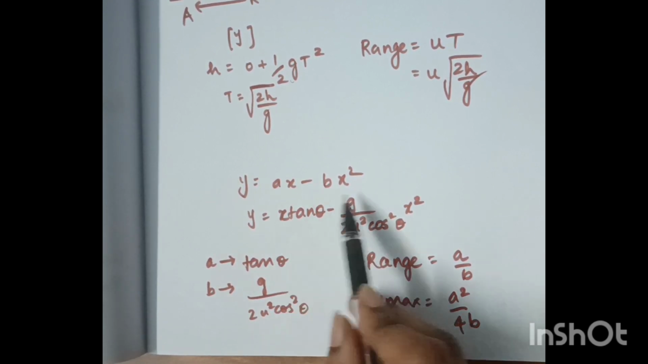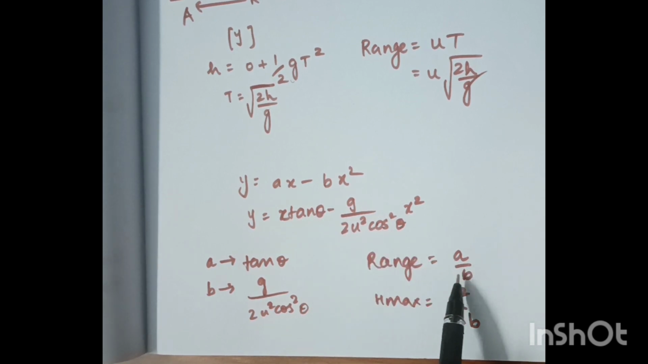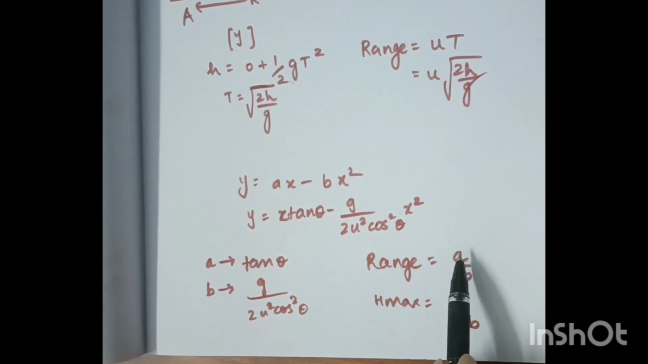Range we can calculate from this by using a by b, and h max is a square by 4b. This is for easily calculating. Range is a by b and h max is a square by 4b.